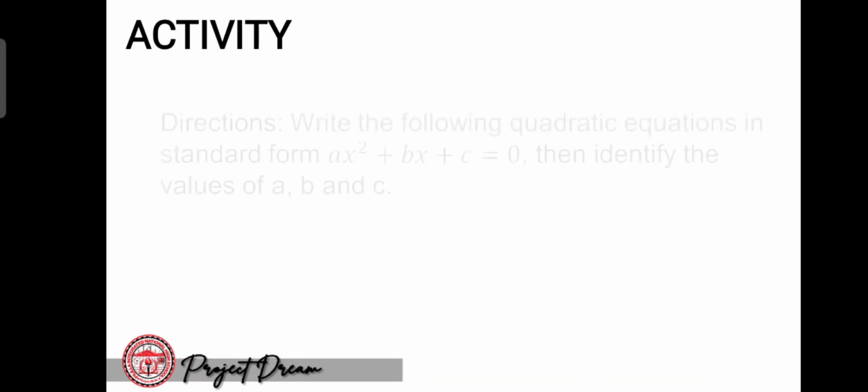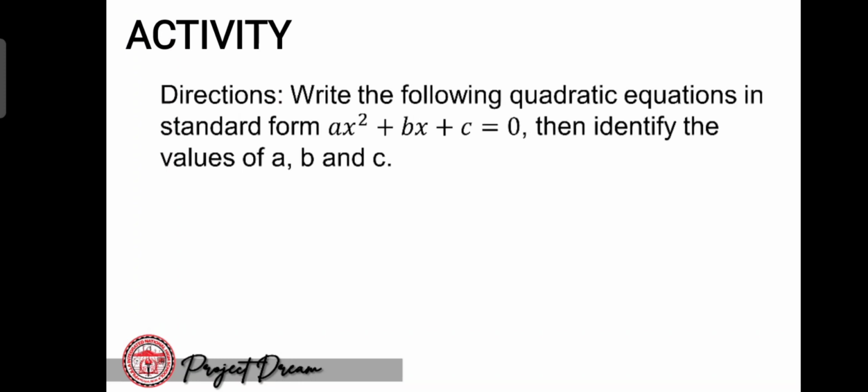Let's have a short activity. The direction here is to write the following quadratic equations in standard form: ax squared plus bx plus c is equal to 0. Then identify the values of a, b, and c. Number 1, we have x squared plus 5x is equal to 4. What did you notice on the given? Good job! The given is not yet in standard form, so let us transform it.